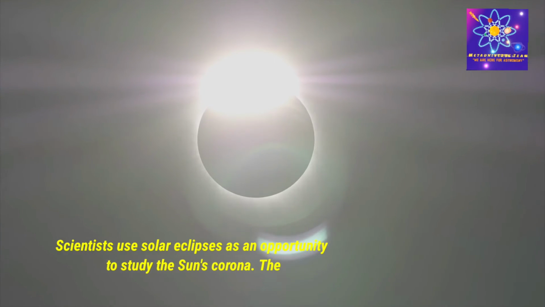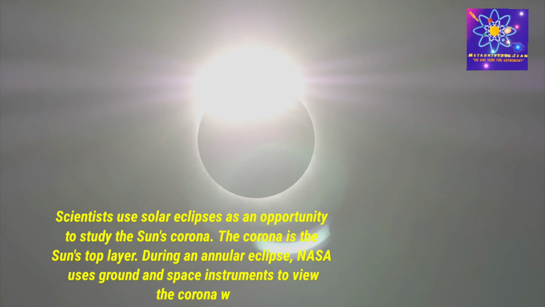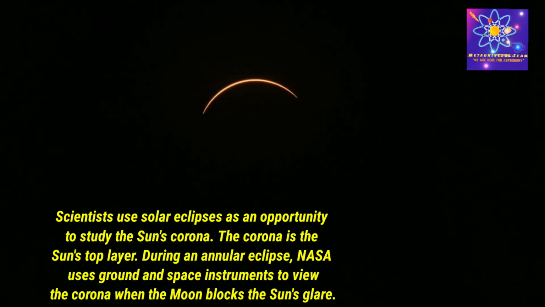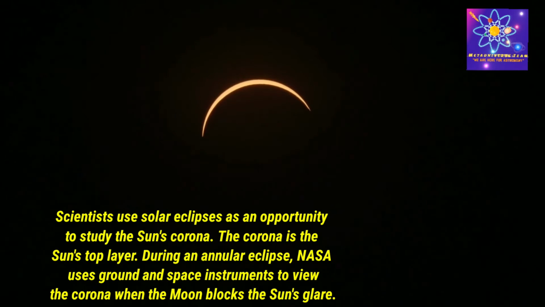Scientists use solar eclipses as an opportunity to study the sun's corona. The corona is the sun's top layer. During an annular eclipse, NASA uses ground and space instruments to view the corona when the moon blocks the sun's glare.